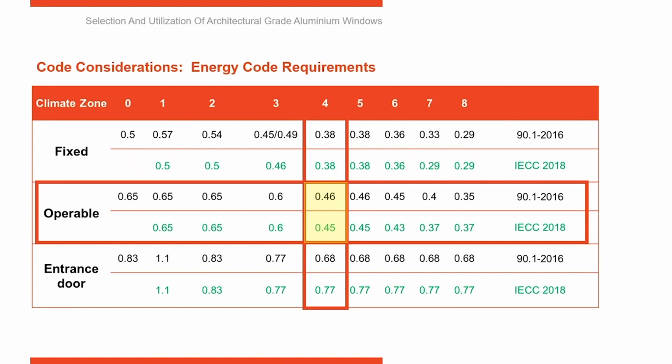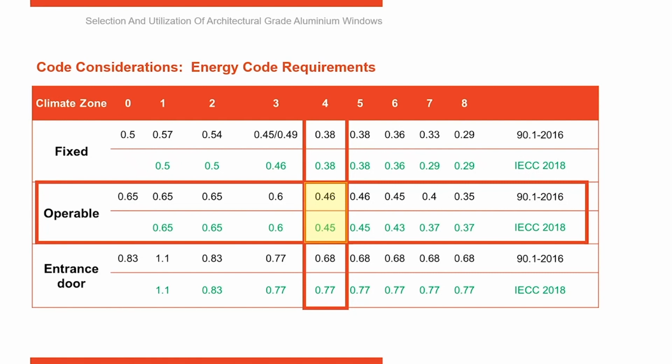Now over on the left side, you can see in bold fixed, operable, and entrance door. We're looking at operables. We're in that middle category, so I boxed that out in red too. So if you move across there to the right, where the box parallel to operable meets the box dropping down under 4, those two numbers are the values of our maximum U factors based on what code we're using.